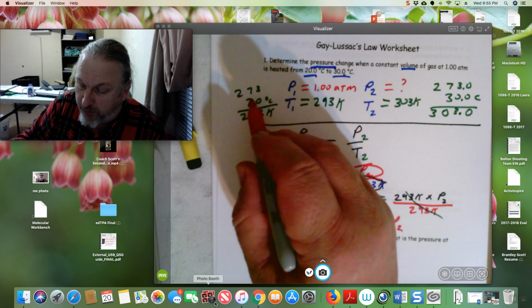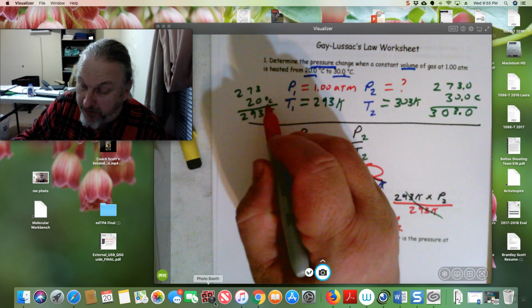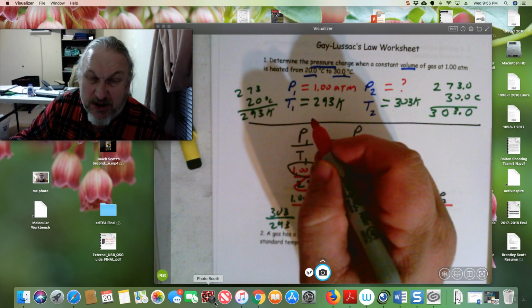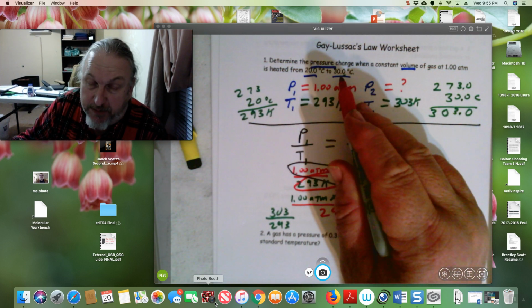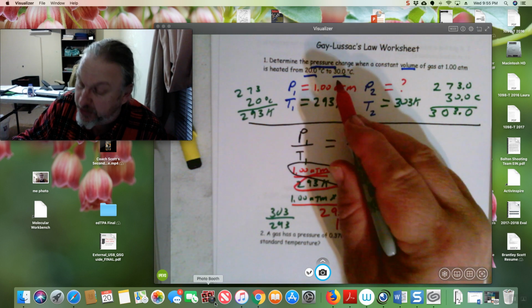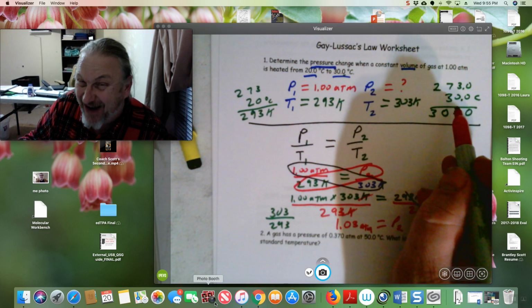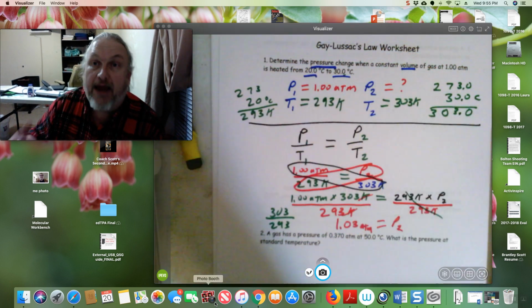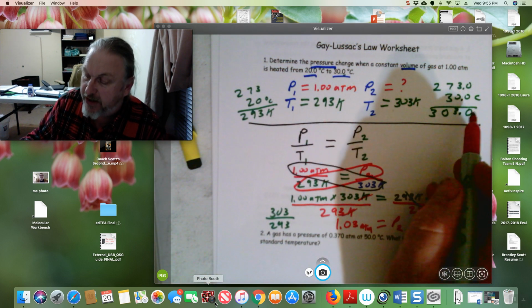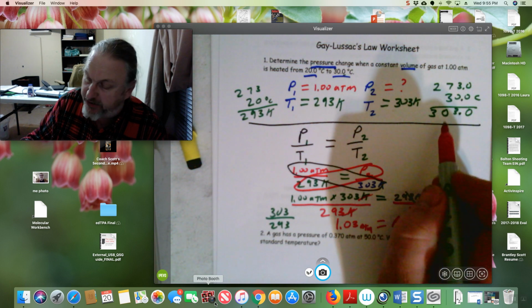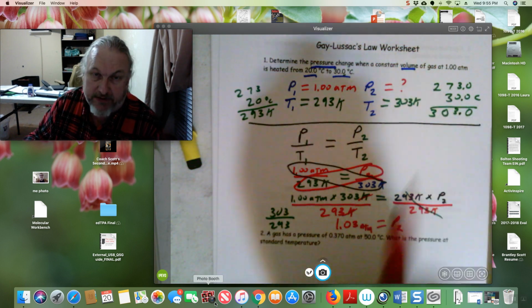And this is what we did right here with the 20 degrees C on the initial side. All right, and then our final temperature was 30 degrees C. I've got to convert that over to Kelvin, and how I do that is to add 273 degrees to the Celsius temperature, and that'll give me 303 degrees K.